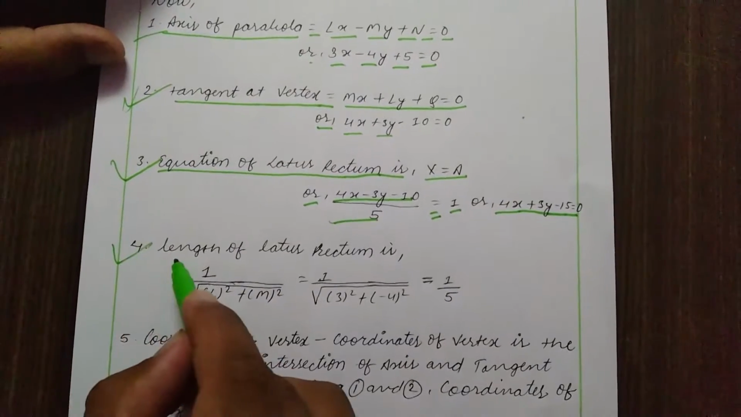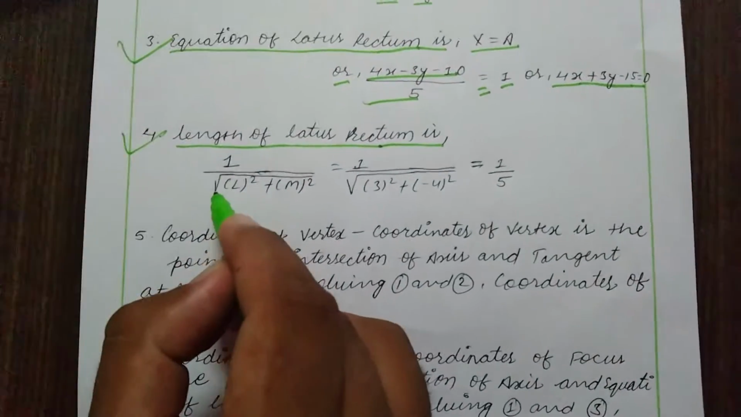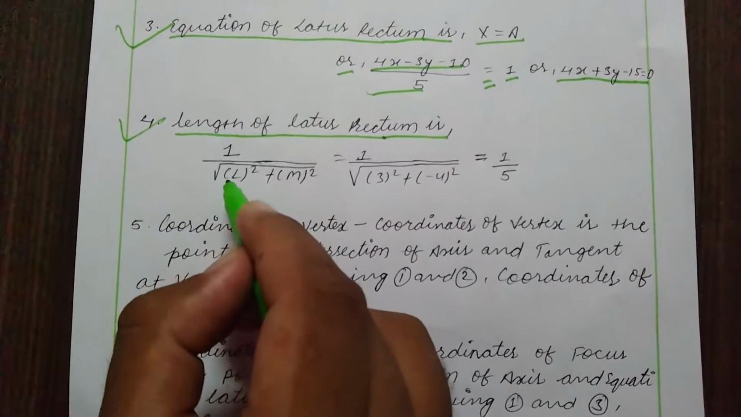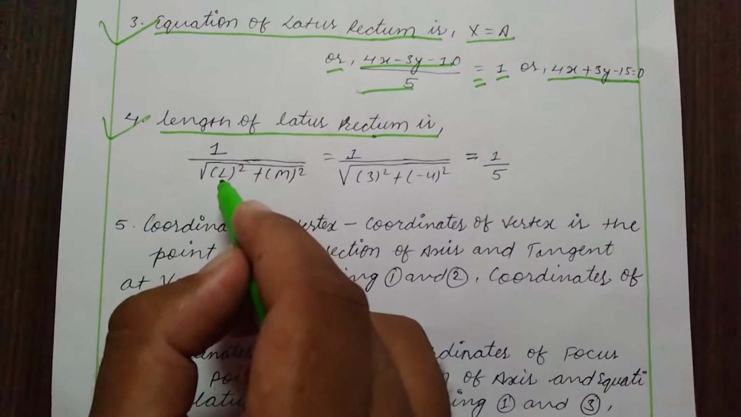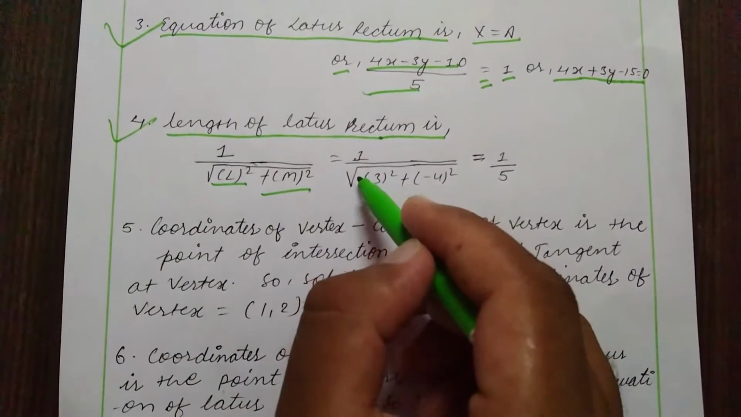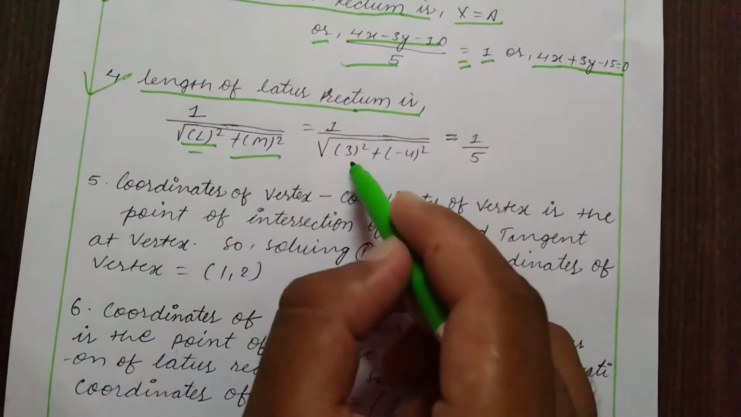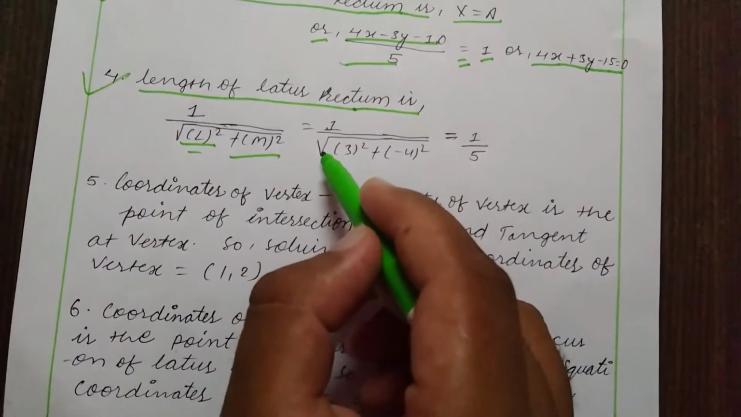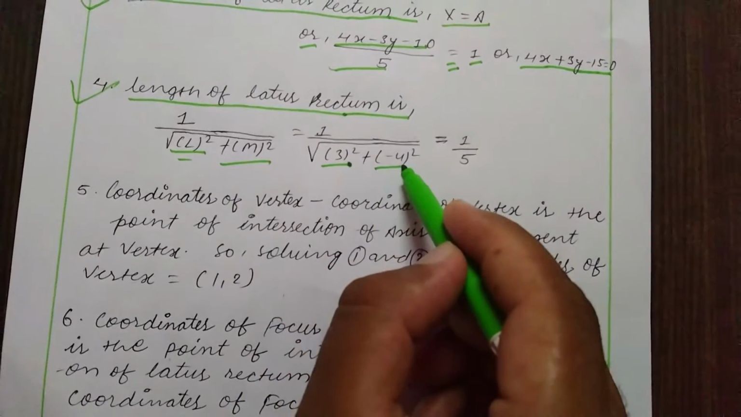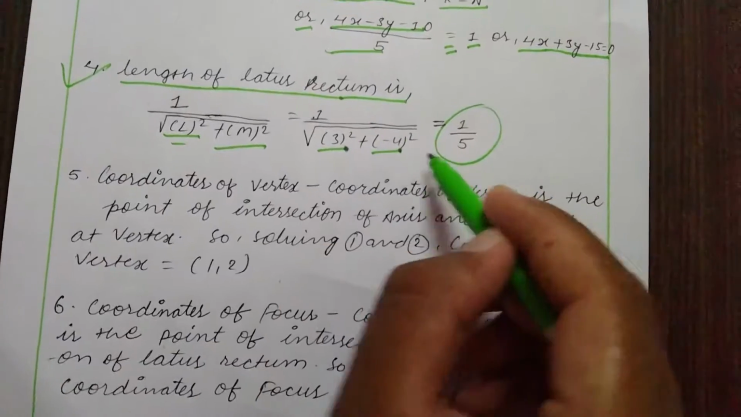Number 4, the length of latus rectum is 1 divided by root of (l square plus m square). Putting the values of l and m, 1 divided by root of (3 square plus minus 4 square). Solving this, we get 1 by 5.